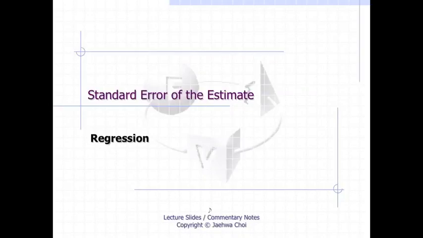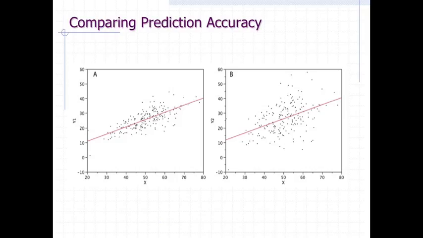Standard error of the estimate. Here are two regression examples. You can see that in the graph on the left, the points are closer to the line than they are in the graph on the right. Therefore, the predictions in the graph on the left are more accurate than the graph on the right.